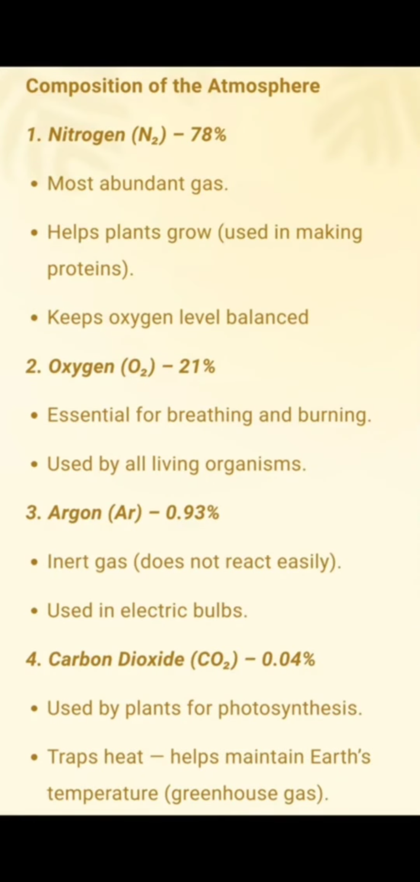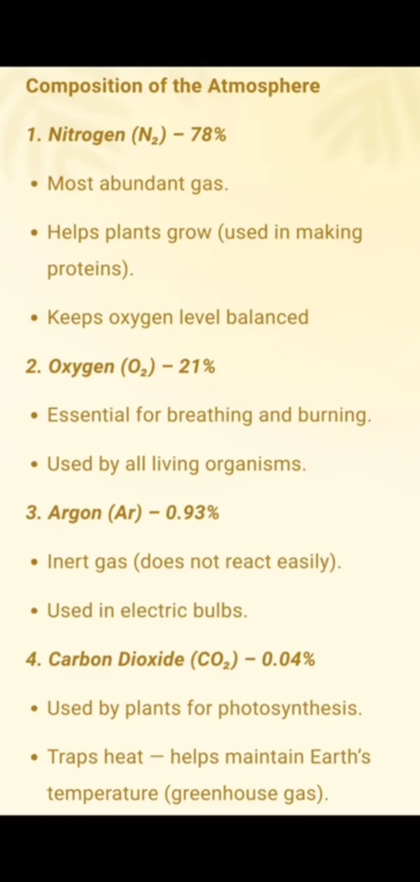Nitrogen, 78%. It is the most abundant gas in the atmosphere. It helps plants grow, is used in making proteins, and keeps the oxygen level balanced. The second one is oxygen, 21%, essential for breathing and burning, used by all living organisms. And third, argon, 0.93%. It is an inert gas, does not react easily. It is used in electric bulbs.